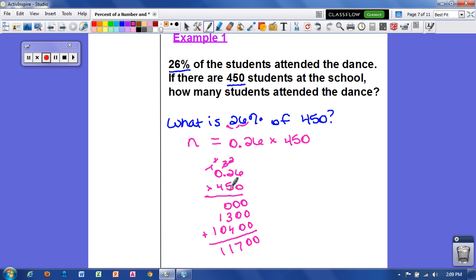Now I have 2 decimal places total up here, so I have to have 2 total in my answer. So I just simply get 117. So n equals 117 students.